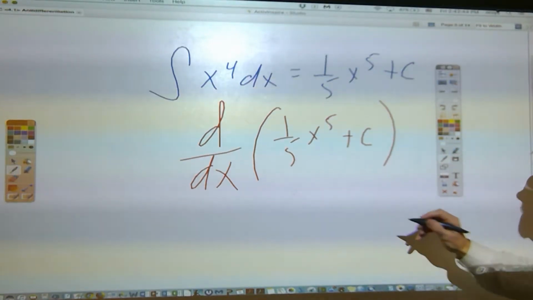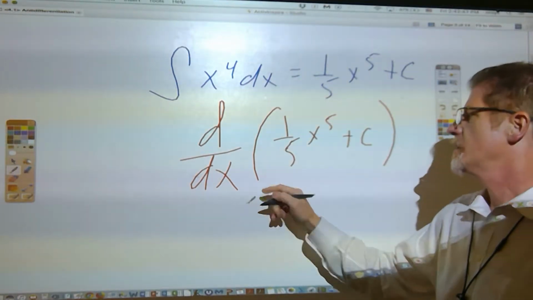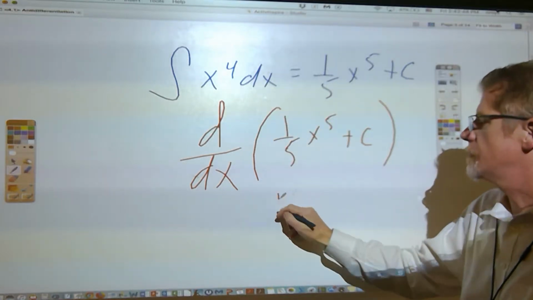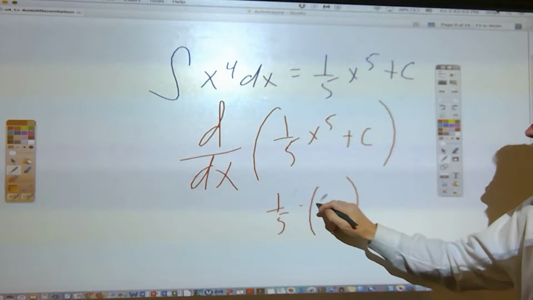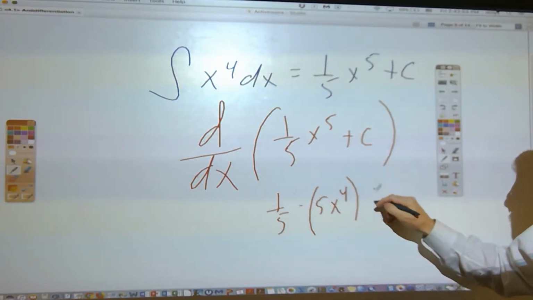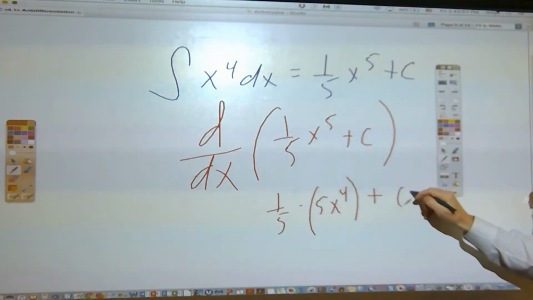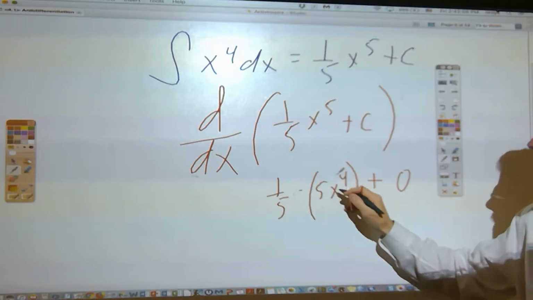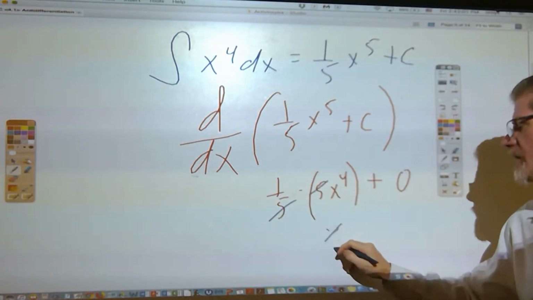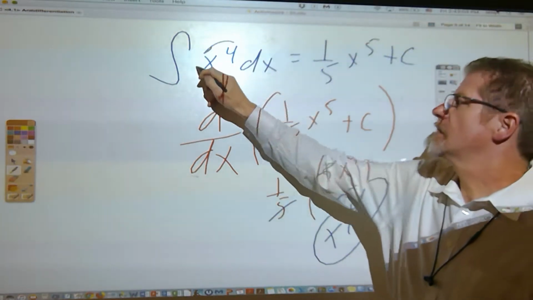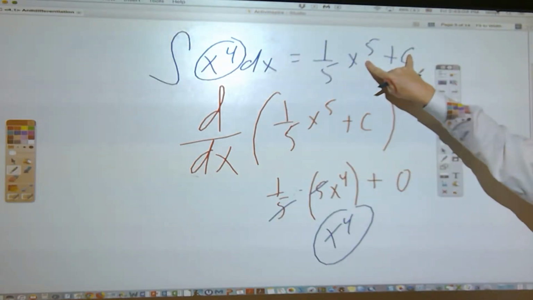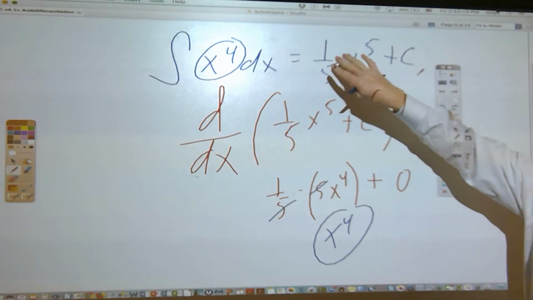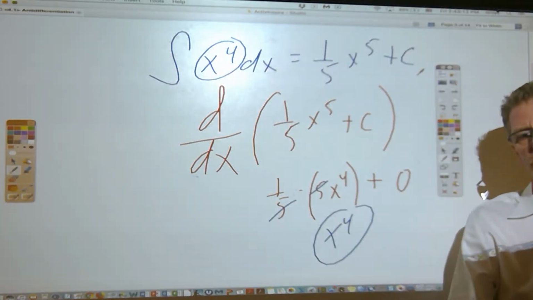The derivative of a sum is the sum of the derivatives. So the derivative of this term is 1/5 times the derivative of x to the 5th, which is 5x to the 4th. The derivative of c is 0. Upon cancellation of the 5's, we're back to x to the 4th, which is the integrand. So that's how we check to make sure that our family of functions really is the antiderivative of this.